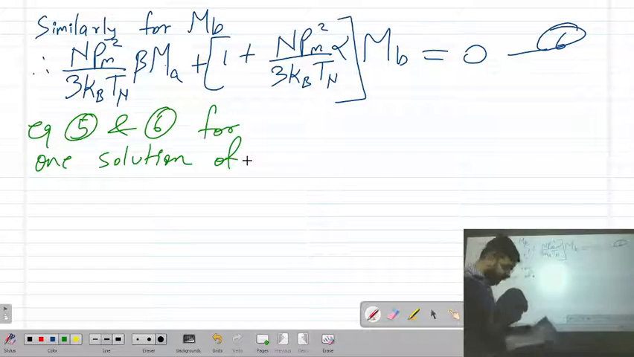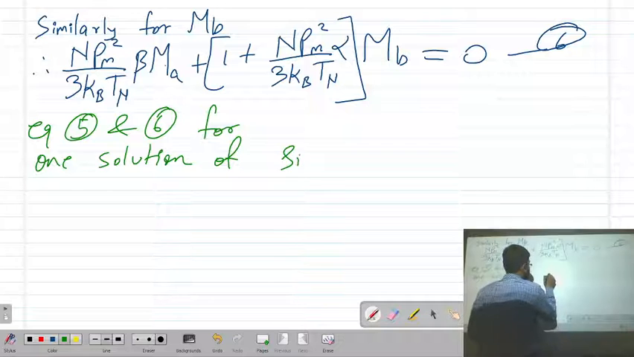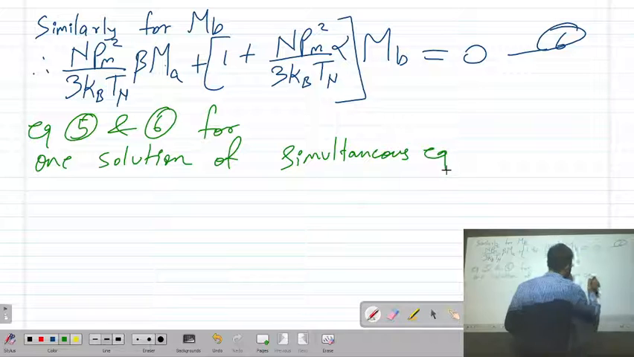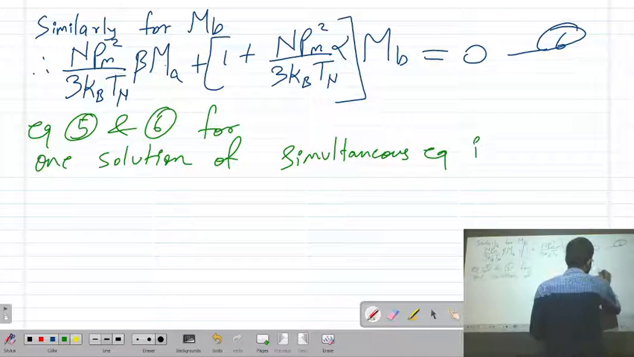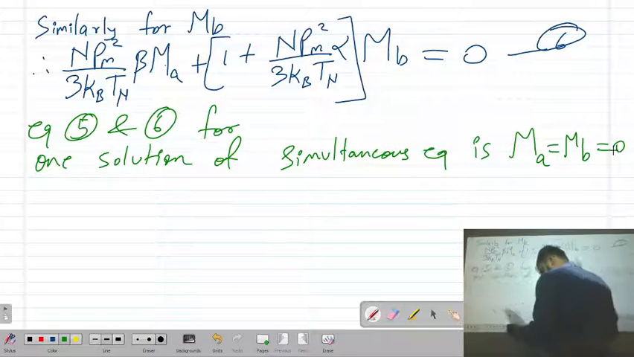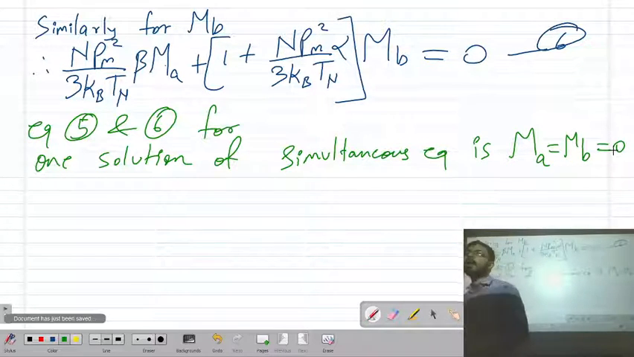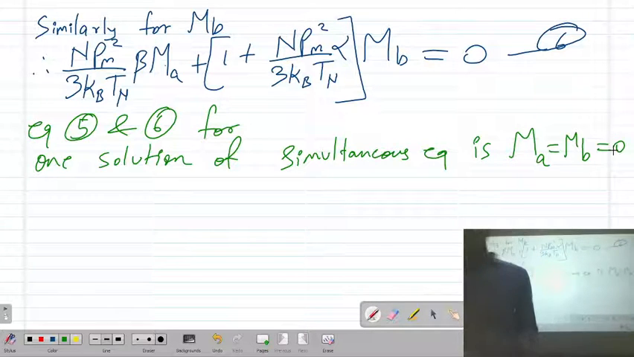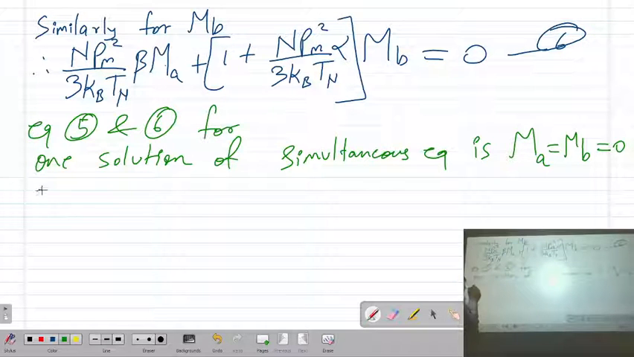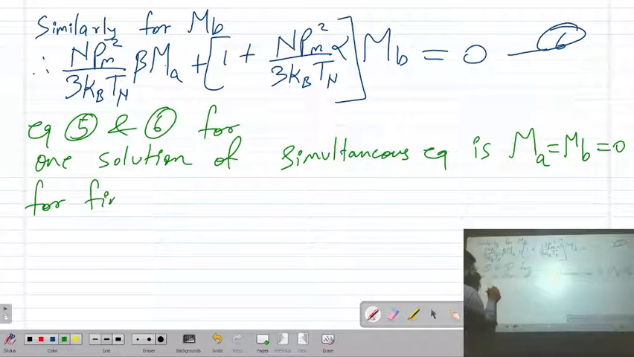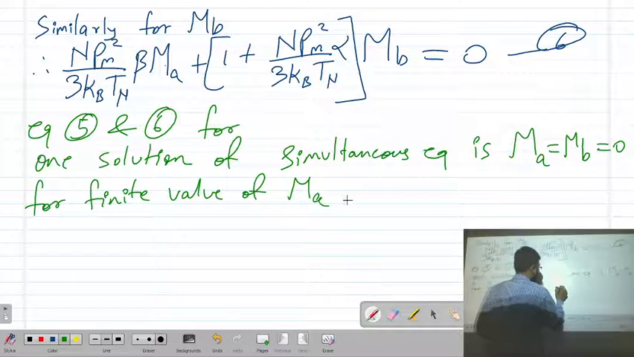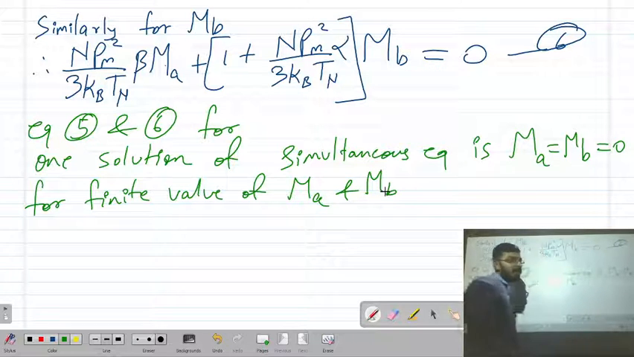Equation 5 and 6 are simultaneous equations. The solution of the simultaneous equations is m of A equals m of B equals 0. Now, spontaneous magnetization will take place if there exists a solution for the simultaneous equations. So for finite values of m of A and m of B, we will take determinants.